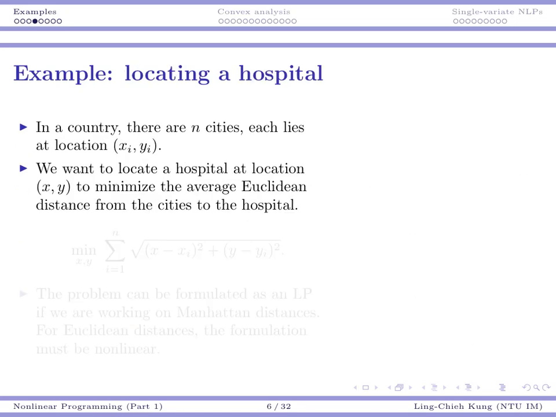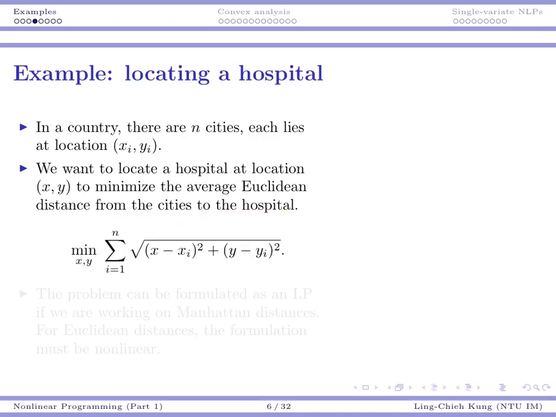The last example here is about locating a hospital. Suppose there are n cities, each lies at the location xi, yi. So xi and yi are parameters. And we want to locate a hospital at the location x, y. Now x, y is a place for us to determine, so x, y are decision variables. What we want is to minimize the average Euclidean distance from the cities to the hospital.